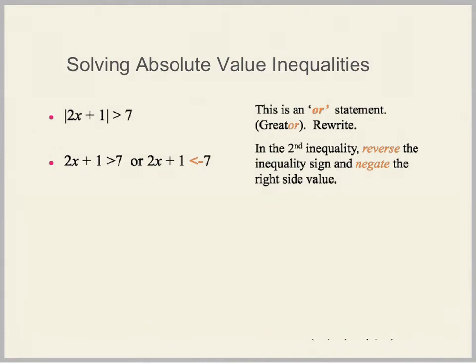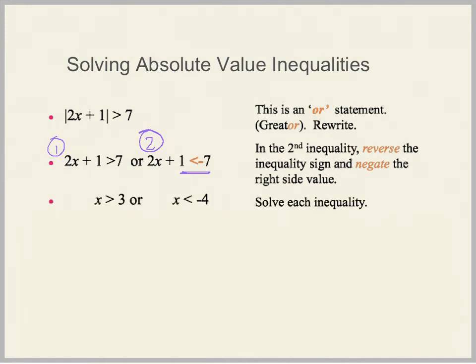So here I have the absolute value of 2x plus 1 is greater than 7. So I'm looking at a greater than, an "or" statement. In setting up my inequalities then, in my first inequality you can see that I have dropped the absolute value and kept the statement very similar. Secondly, though, I know that greater than 7 also means less than negative 7. Notice how I reversed the inequality sign and negated that right-hand value. From there, you will continue to solve these two as you would two inequalities.